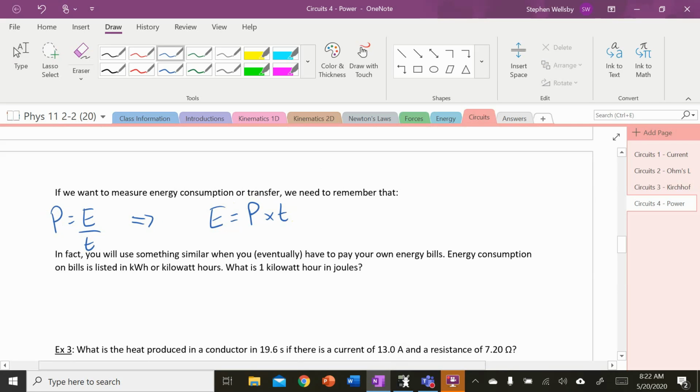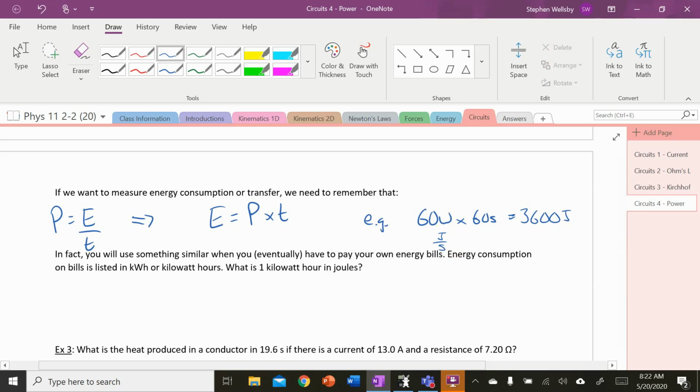If I use a 60-watt bulb for 60 seconds, so that's going to be 60 watts times 60 seconds. That's going to be 3,600 joules. Remember, 1 watt is 1 joule per second. So 60 joules per second for 60 seconds. I'm left with joules in the end here.